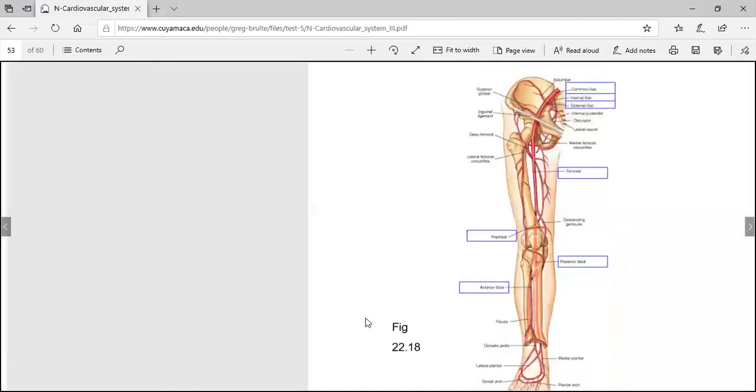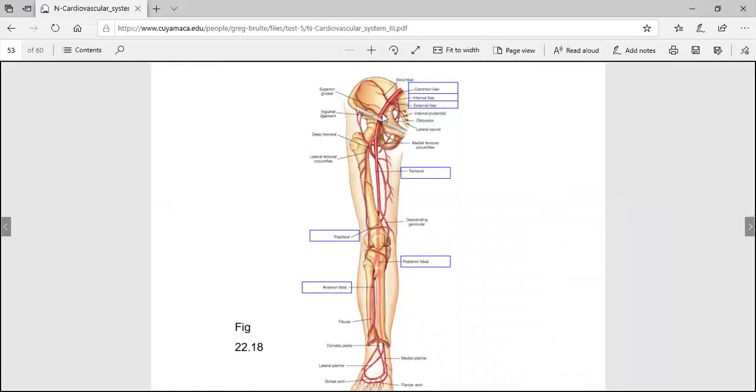Okay, that's the cat. Then, so see the femoral coming down here? It kind of goes behind the knee, and now it's called the popliteal, and then it's going to split into the anterior and posterior tibial.